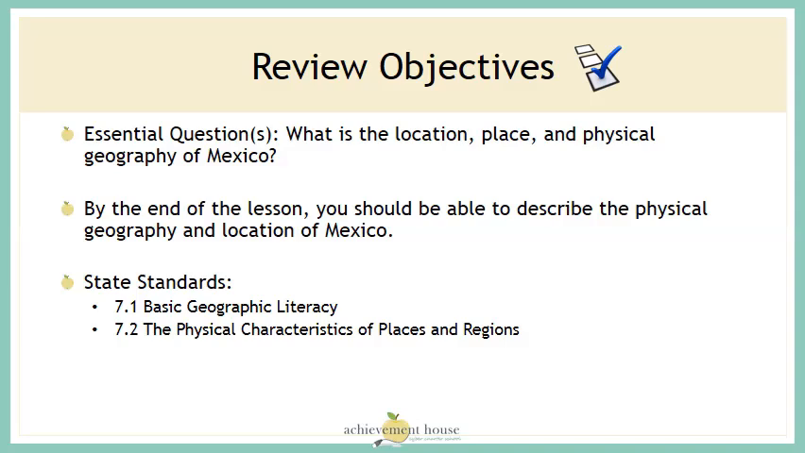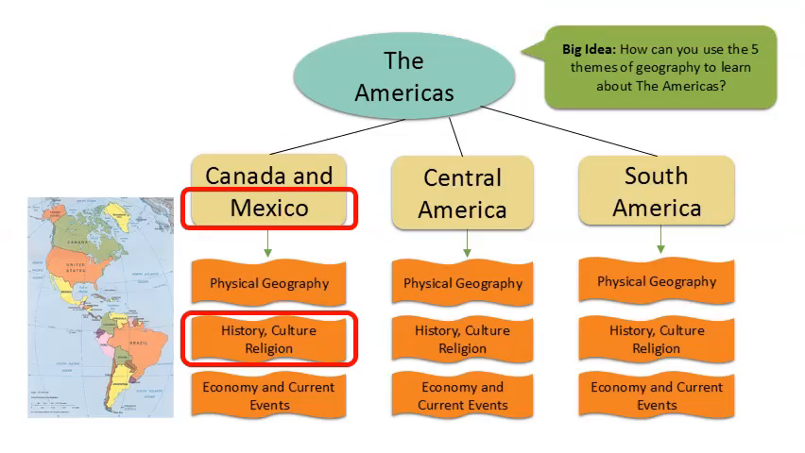Let's review our objectives. Hopefully by now, you have a better understanding of the physical geography and location of Mexico. If you have any questions, you can go back and review the video. Our next stop on our tour of Mexico will be looking at the history, culture, and religion of Mexico.